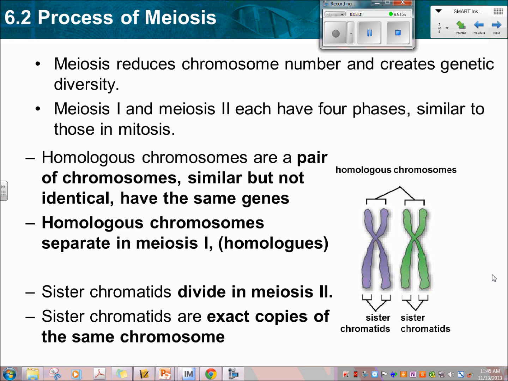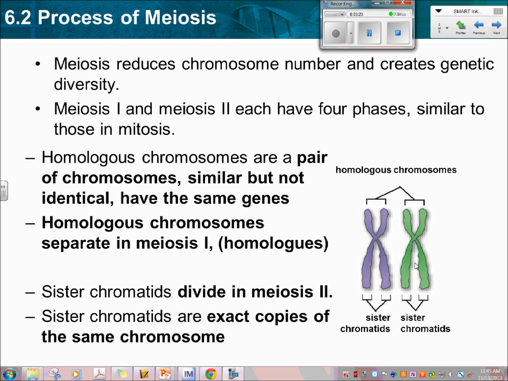We have twice as much information. A lot of animals do. Okay, but anyway, these are also known as homologs, and when we do our model later, I'll call them homologs. But they mean homologous chromosomes, the same type of chromosome, they come in pairs.